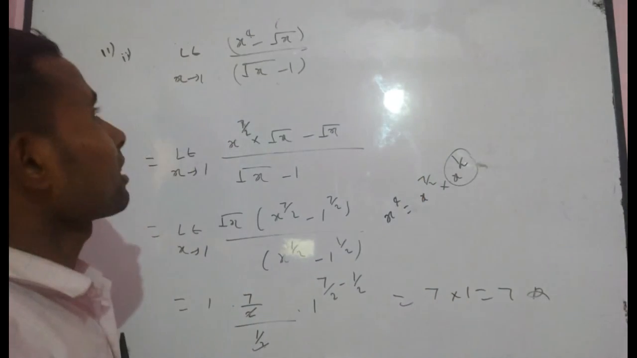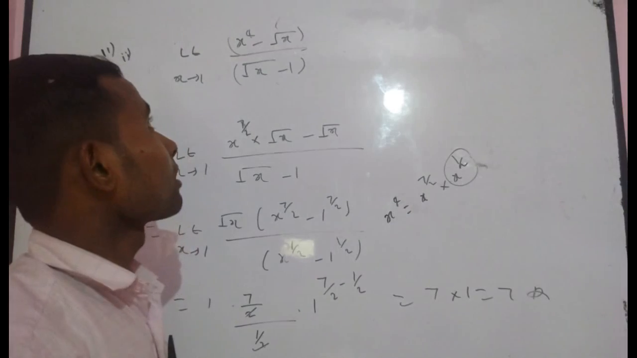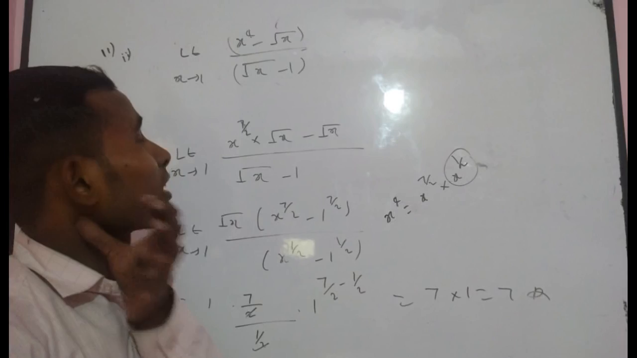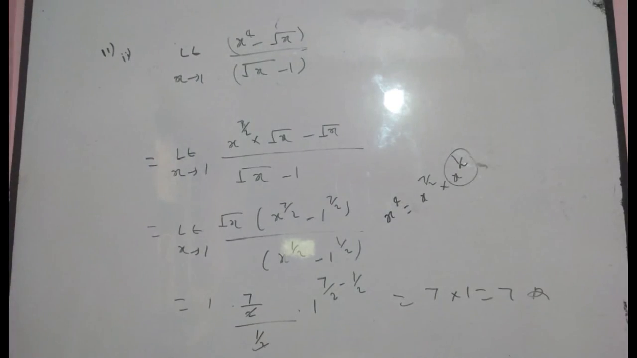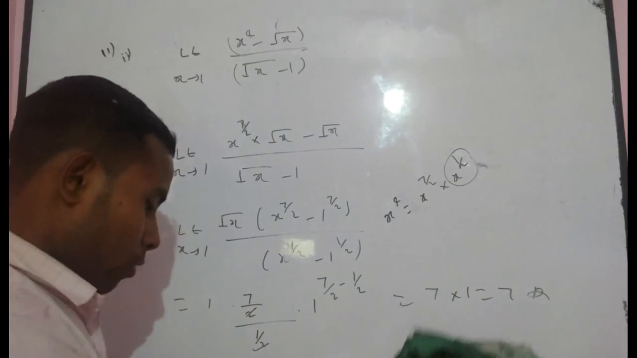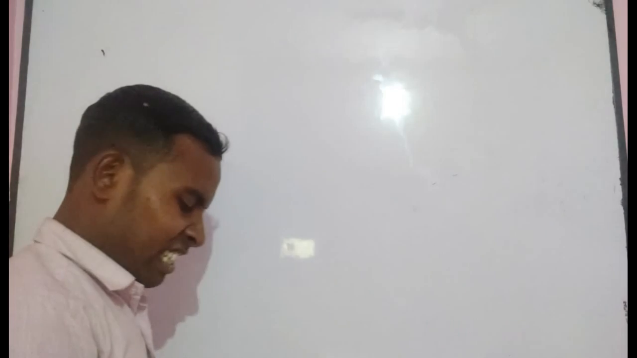Very easy problem, but I think this problem can be solved by multiplying by the conjugate, but it becomes more complicated, so I leave it. Now I want to tell example 12. You have to see it. Be careful.